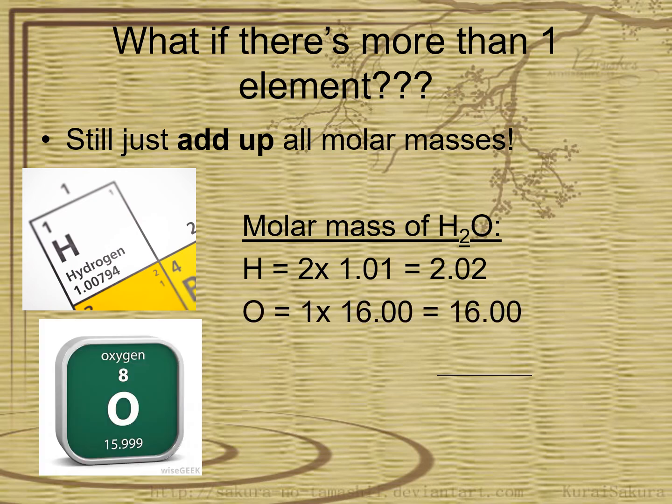And then we look up oxygen. Oxygen has 15.999. In this case, we'll round it up to 16. A lot of times I just leave it at 15.99. Some periodic tables have it at 16.00. But either way, our answers will be pretty close. All right, and so we add 2.02 to 16, and you get 18.02 grams per mole. And that is the molar mass of water. So that means in 1 mole of water, there's 18.02 grams.